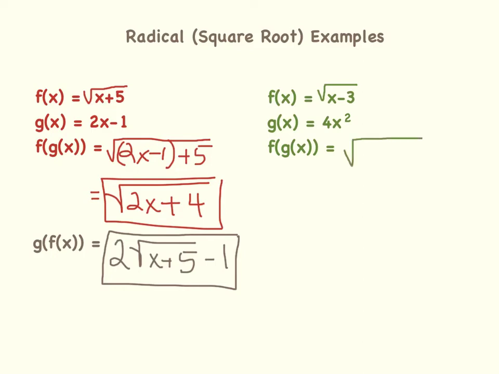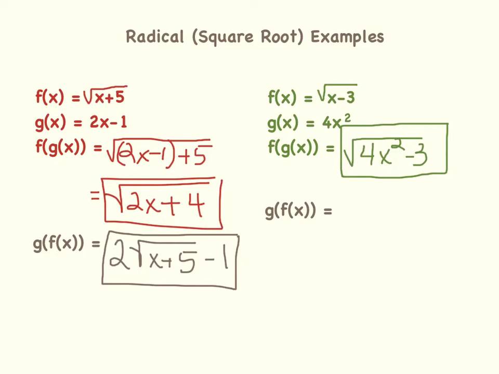Instead of x minus 3, it's 4x squared minus 3. And it just so happens that this is the final answer. It cannot be simplified any more than that. So f of g of x is equal to the square root of 4x squared minus 3. Now let's look and see what we would do if we had to find g of f of x.